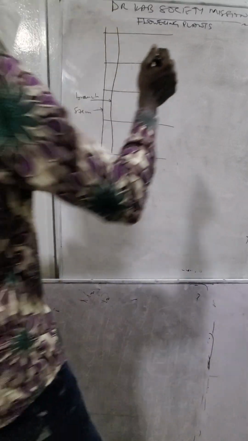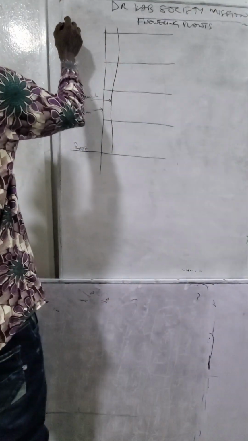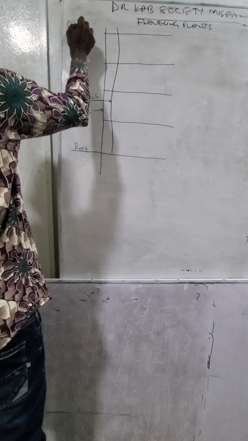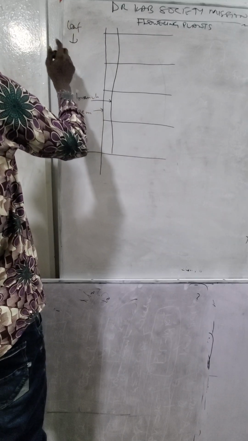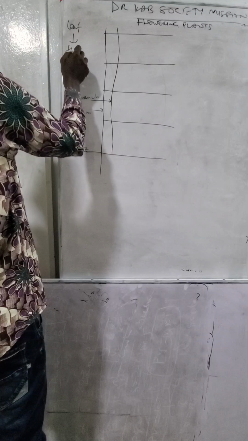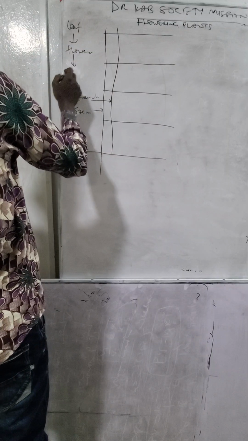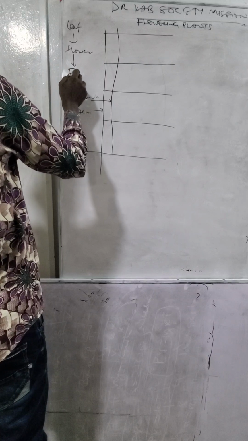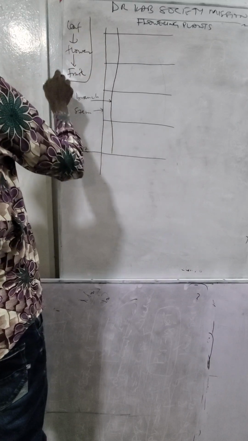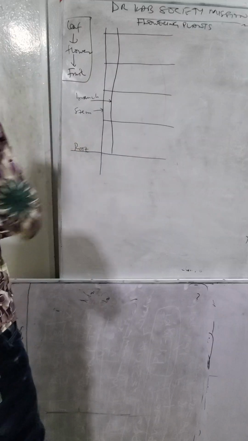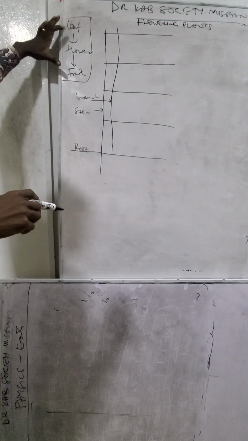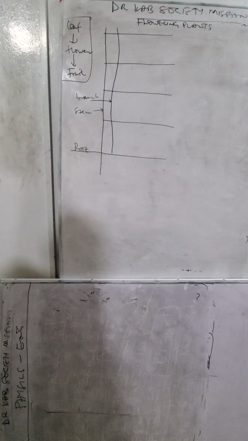Now let's start with the leaf, which is modified to become the flower. The flower is also changed to become the fruit. So this is what we're going to discuss now. It's important. Let's look at the leaf and how the leaf system is.